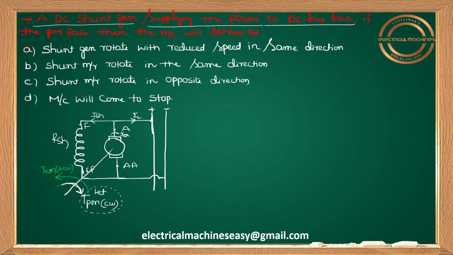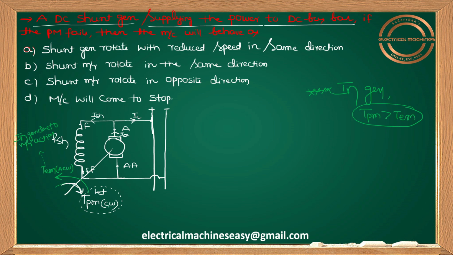So guys, please try to understand. In a generator, due to motor action, electromagnetic torque is produced, and that will be opposite to TPM. And everybody knows one simple logic: for generator action, among TPM and TM, TPM should be greater than TM. Then only generator action will come into picture.